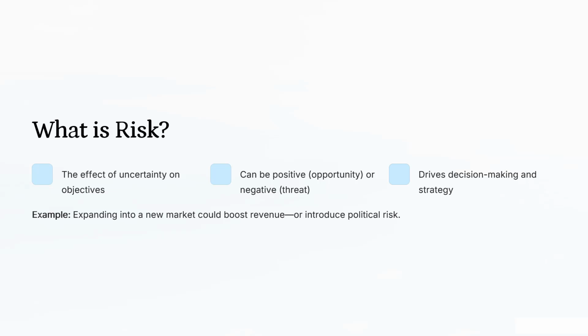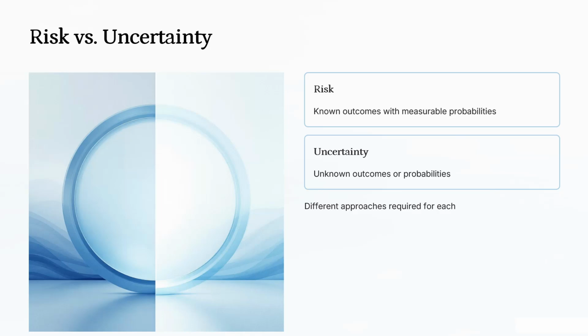Risk is defined as the effect of uncertainty on objectives. It's not always negative. Risk includes both opportunities and threats. Anything that brings uncertainty to achieving your goals. Example: a new market entry could drive growth or expose your business to political instability. That's risk. Next, risk versus uncertainty.